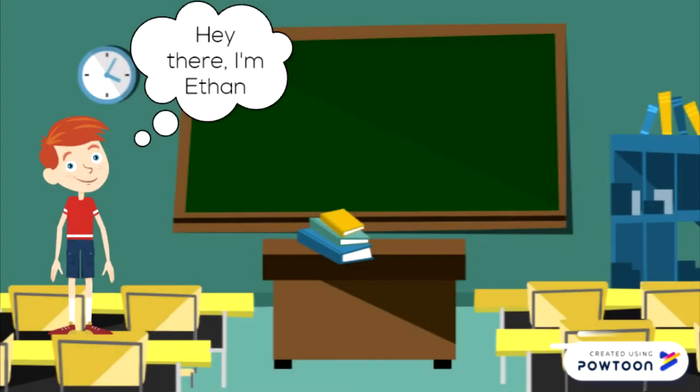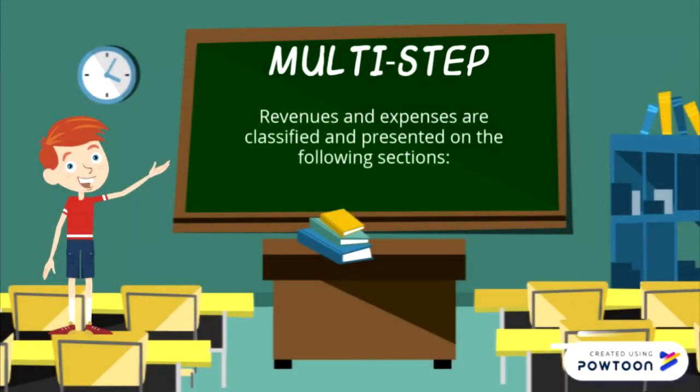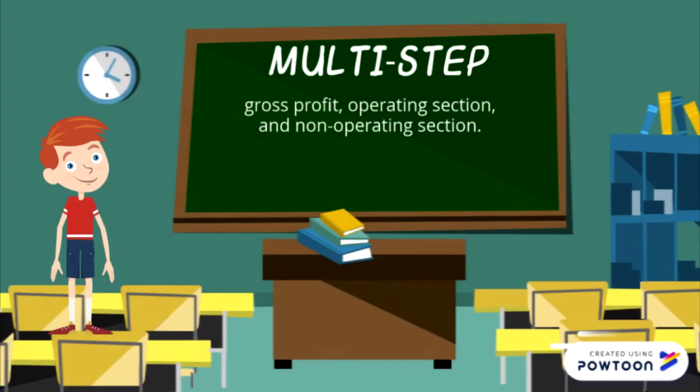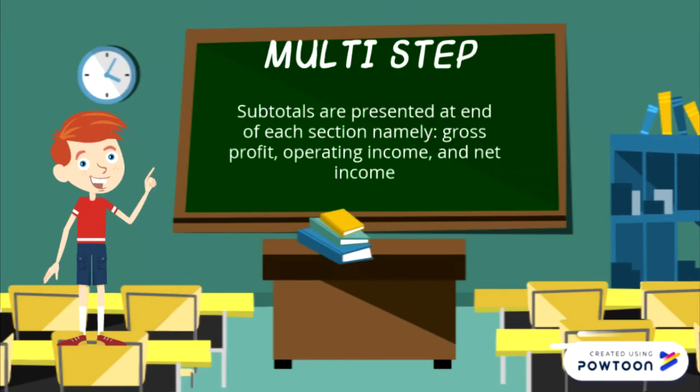Hey there, I'm Ethan. I'm here to explain you the second format of the Statement of Comprehensive Income, which is the multi-step SCI or Statement of Comprehensive Income. In the multi-step SCI, revenues and expenses are classified and presented on the following sections: gross profit, operating section, and non-operating section. Subtotals are presented at the end of each section, namely gross profit, operating income, and net income.